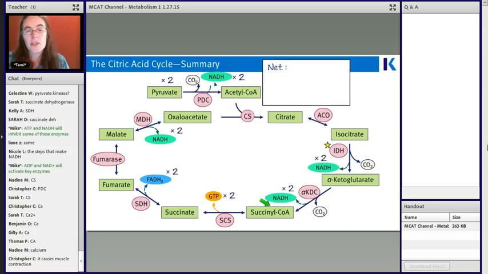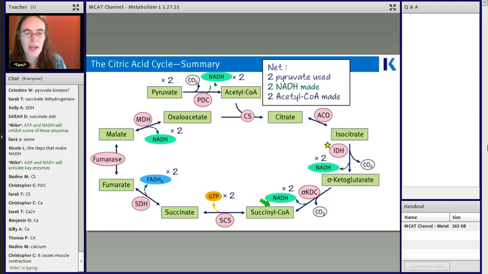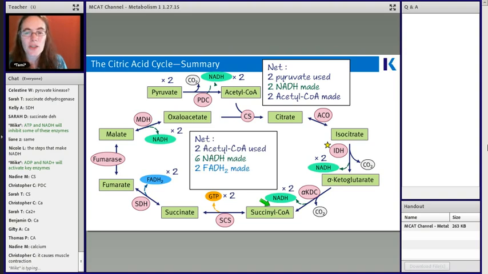Absolutely. So let's look at our net. First, we're going to look at pyruvate decarboxylation. Here we get 2 pyruvates used, we get 2 acetyl-CoAs made, and we get 2 NADHs made. That's our net for pyruvate decarboxylation in the mitochondrial matrix. Then in the mitochondrial matrix with my citric acid cycle, I get 2 acetyl-CoAs, 6 NADHs, 2 FADH2s, and 2 GTPs, which will be converted to ATP. So all of this comes from just one glucose.